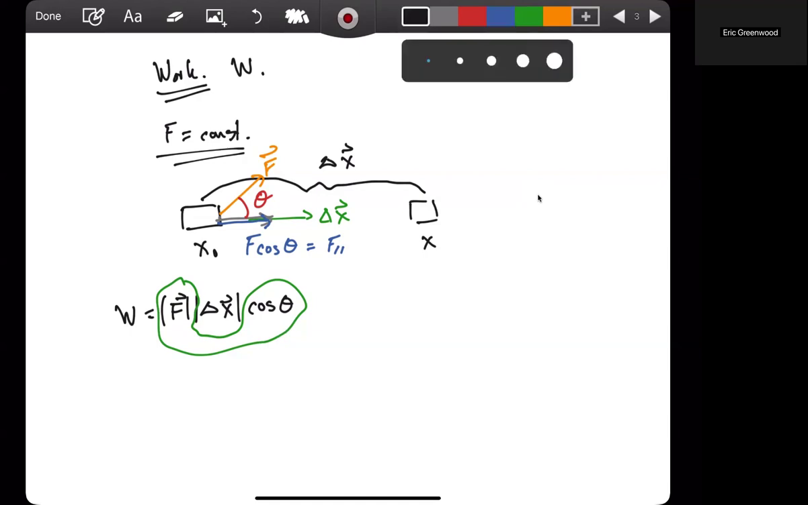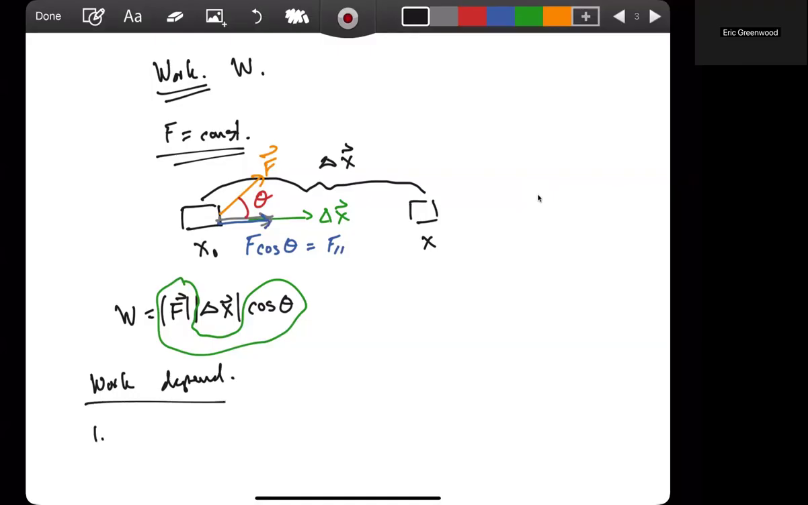This tells me that work depends on multiple things. So first of all, what does work depend on? It first depends on the fact that my force cannot be equal to zero. If my force is equal to zero, then I do no work, so my work is equal to zero. The second thing is it depends on the angle. If my angle, for example, is 90 degrees or pi over 2 radians, then I'm going to do no work.